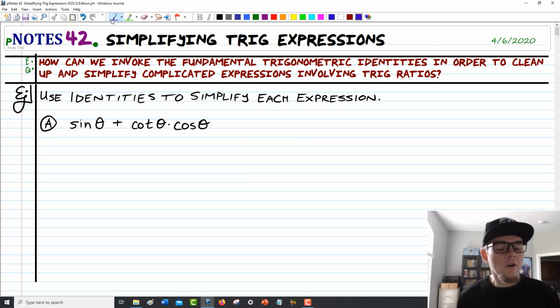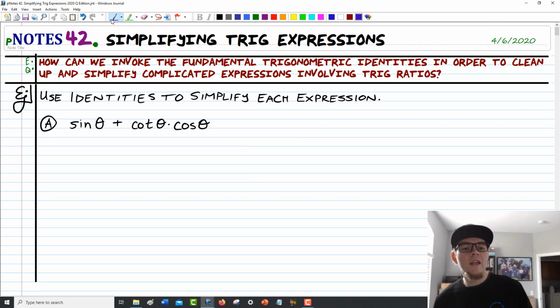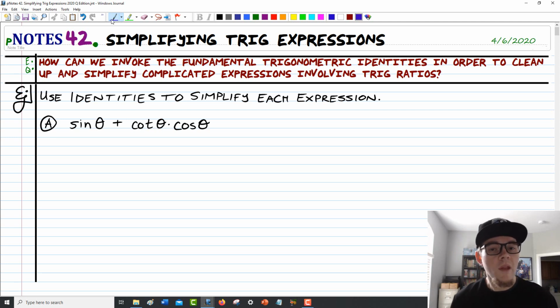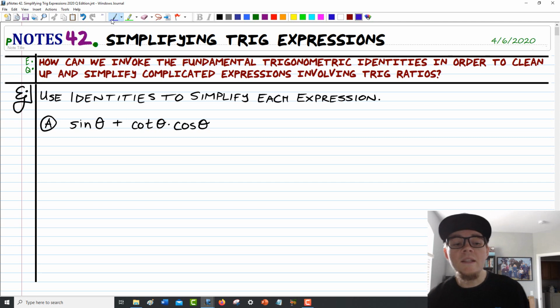There we go. So our first expression is sine of theta plus cotangent of theta times cosine of theta. And our goal here ultimately is to somehow break this down so that it's a much cleaner expression. Now I'm not sure off the top of my head what it's going to look like. I could look over at my notes that I took earlier, but we're just going to look at this and try to see if we can pick out some identities.